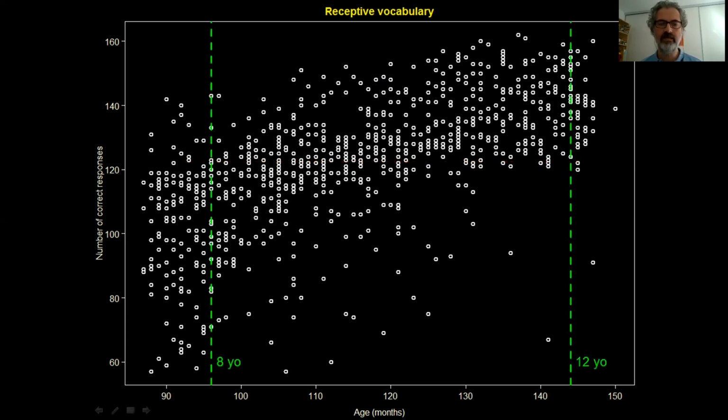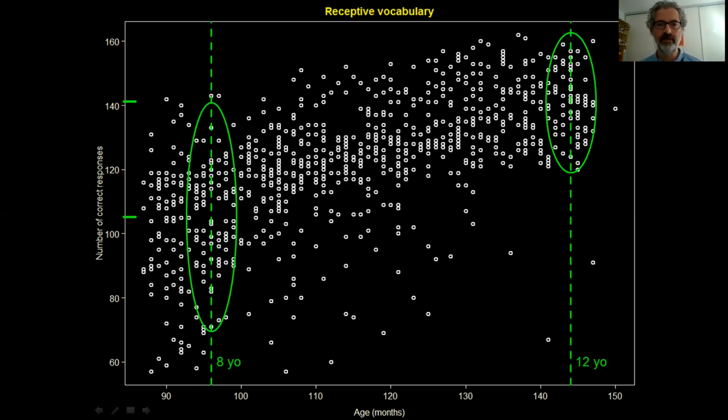If you knew that the age of the child was 8 years, or that the age of the child was 12 years, then your guess of their vocabulary score should be very different because of this relationship. As you can see, for an 8-year-old, most scores are between 70 and 140, and the mean for 8-year-olds is about 105. In contrast, scores for 12-year-olds are between 120 and 150, and the mean is just above 140.